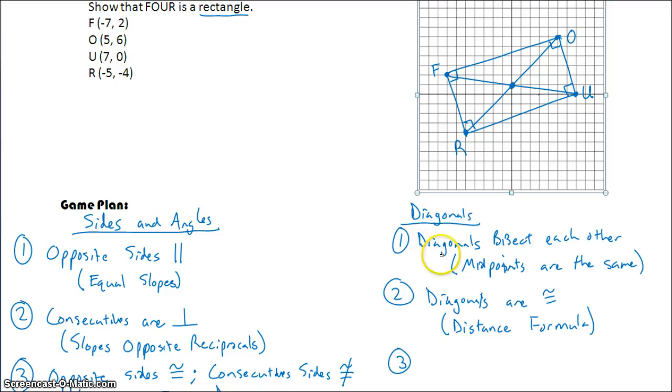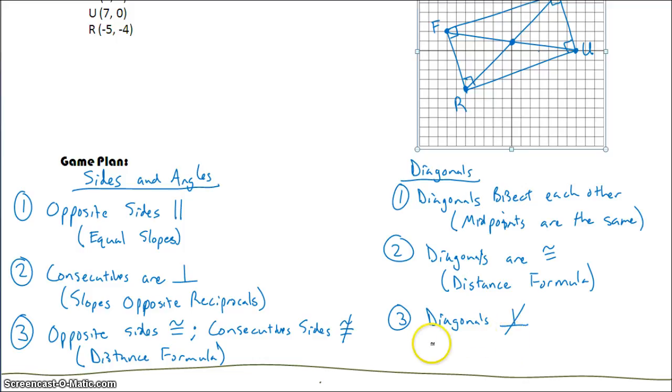And lastly, to separate this rectangle from a square, I need to make sure that my diagonals are not perpendicular. Squares have all of these first two qualities for their diagonals, but their diagonals are also perpendicular. To show that this is a rectangle and not a square, I need to prove that my diagonals are not perpendicular. And to do that, I need to work with my slopes. And in order to show that they're not perpendicular, I need to show that the slopes are not opposite reciprocal slopes.